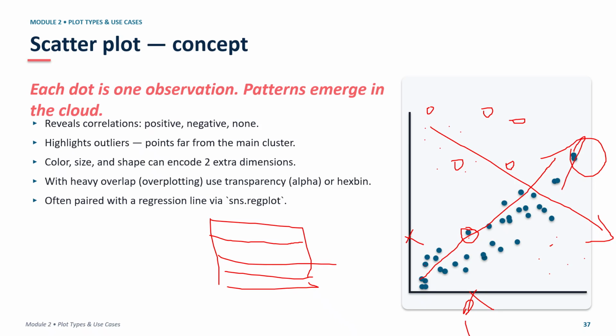Another main use of the scatter plot is that it can be paired with a trend line or regression line to show the fit of a linear relationship. In Seaborn, there is a method called sns.regplot, which adds this automatically. So this is about the scatter plot.